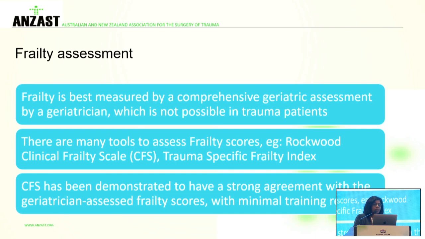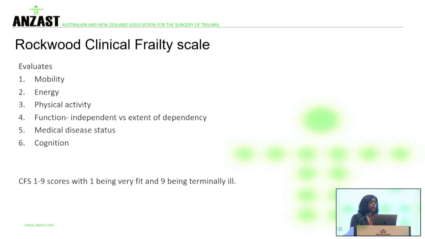One good tool is the Rockwood Clinical Frailty Score that has been demonstrated to be in strong agreement with geriatrician-assessed frailty scores, and it takes minimal time and minimal training as well. It's an easy-to-use tool. This tool, the Rockwood Clinical Frailty Scale, evaluates patients' mobility, energy level, physical activity, function, independence and extent of dependency, medical disease status, as well as cognition. It has a score between 1 to 9, 1 being very fit and 9 being terminally ill.